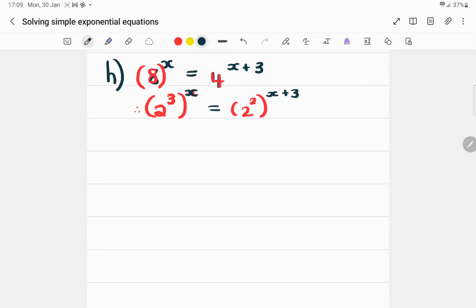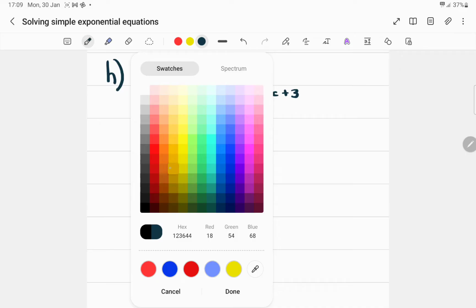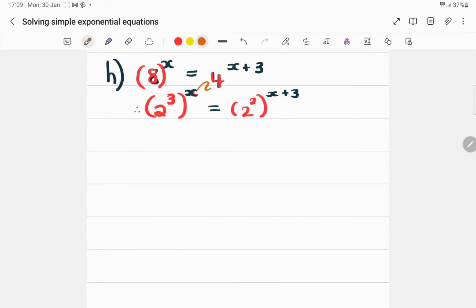Now, we're going to follow our golden rule. A power raised to a further power, you multiply. So it's going to be 2 to the power 3 times x, which is 3x. And over here, now you're going to say, oh, but does the 2 go to the x? Does it go to the 3? Or does it go to both? Okay, you guessed it. It goes to both.